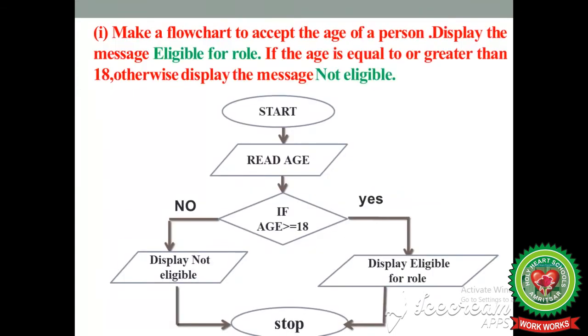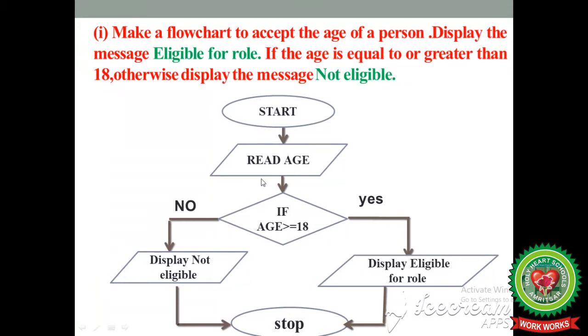So let's start with the first flowchart. Make a flowchart to accept the age of a person, display the message eligible for vote if the age is equal to or greater than 18, otherwise display the message not eligible. So start this flowchart with a start stop symbol, and write down start in it because we are going to start the flowchart. Then draw the flow line to connect with the next box.